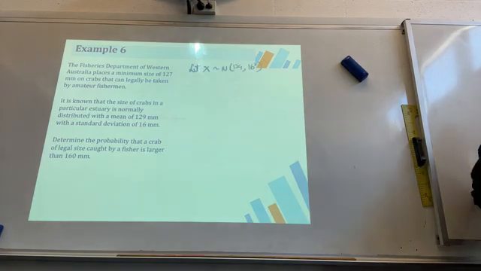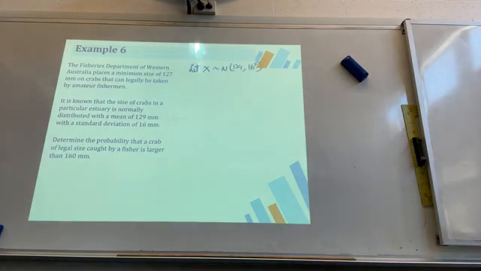So now what I do is I will let X, the size of the crab caught, be normally distributed with a mean of 129 millimeters and a standard deviation of 16 millimeters. Always write it down. Always define your distribution. Then you know what to do.